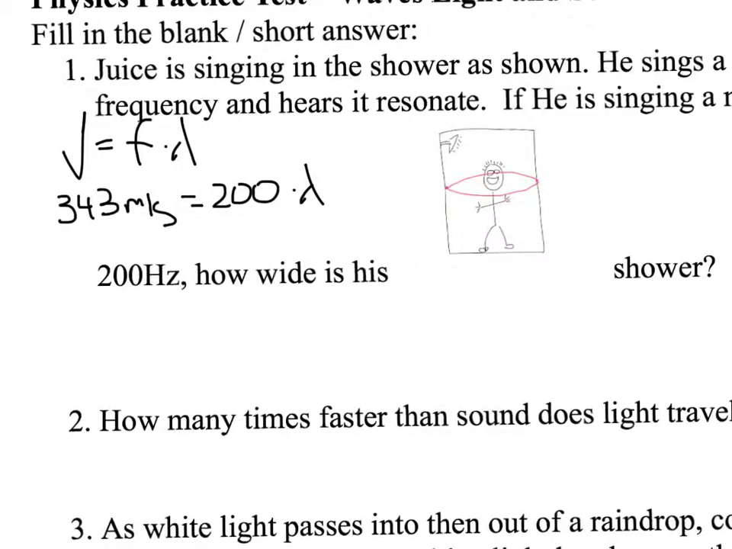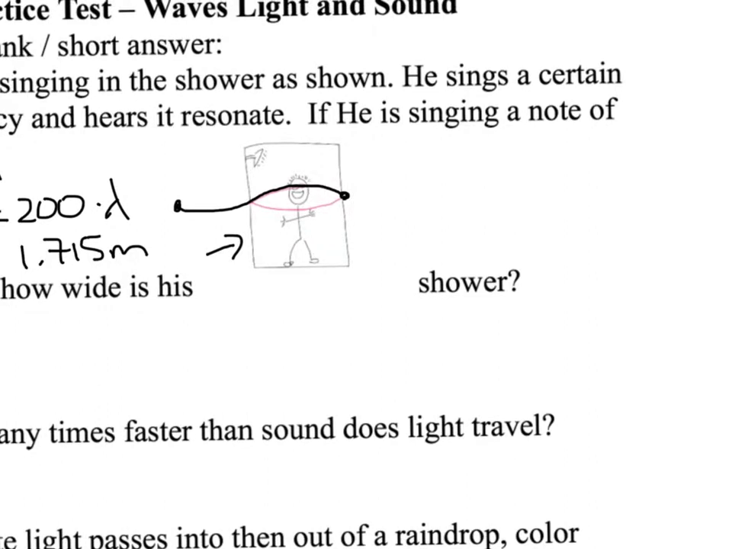Okay, 1.715 meters. So that's the wavelength of this wave. And you need to sort of look at the diagram and determine the relationship between the wavelength and the width of the shower. So the shower is this wide. I'm hoping it's obvious that that is half of the wavelength.